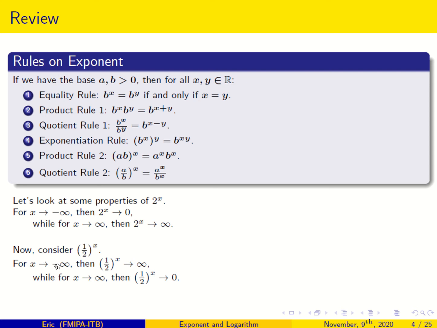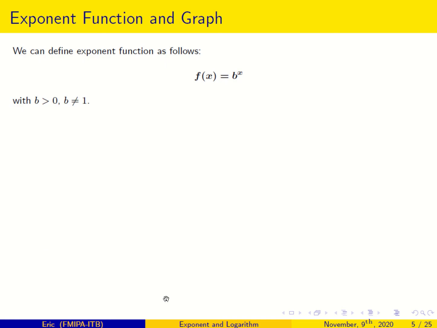When x goes to minus infinity, you can plug in minus 10, minus 100, minus 1,000, minus a million, so it will get bigger and bigger. But when x gets larger and larger, that is 100, a million, 10 million, 1 billion, it will go to 0. And the graph is given by this.